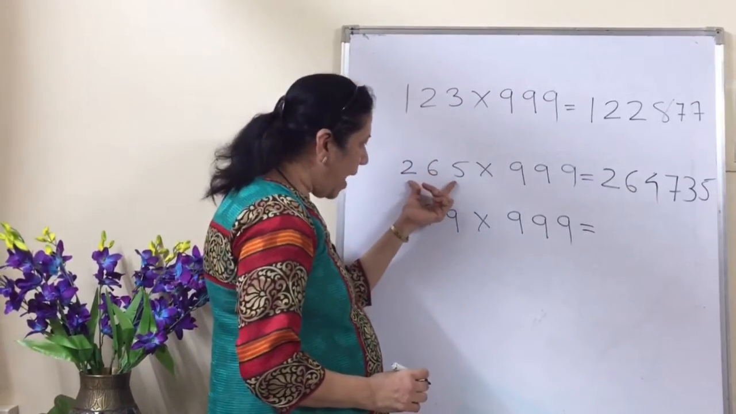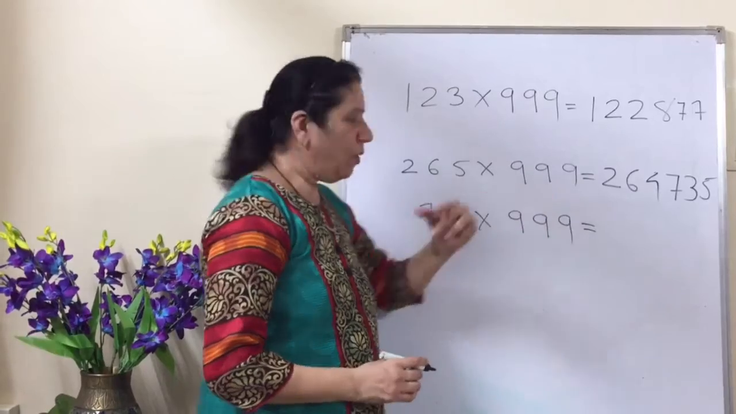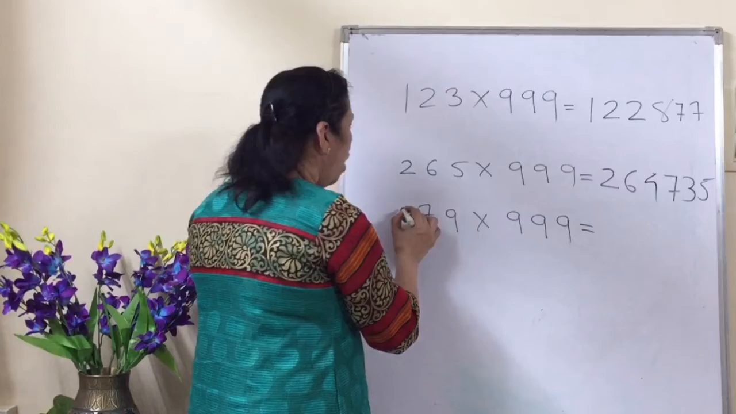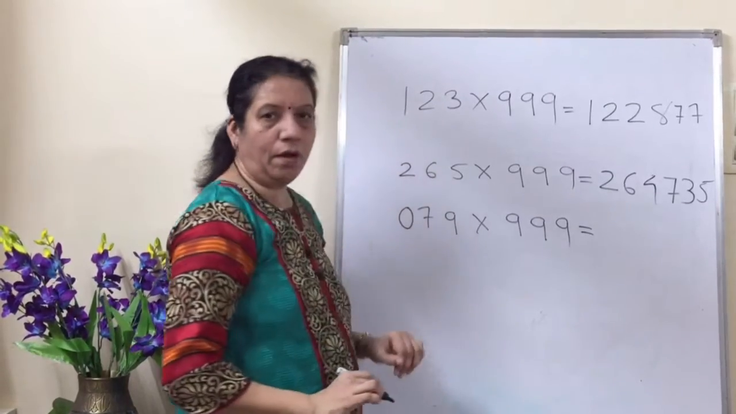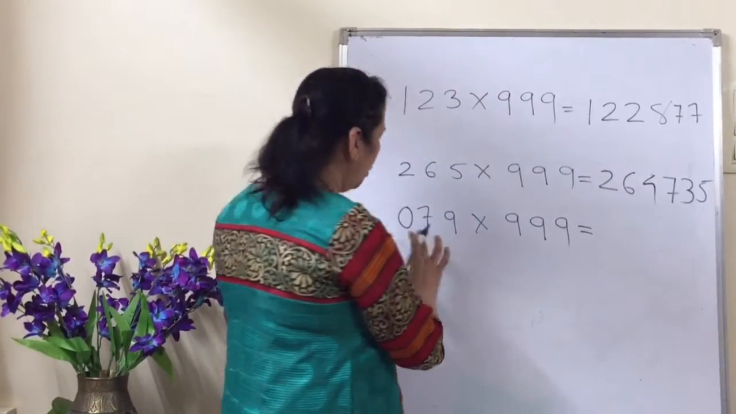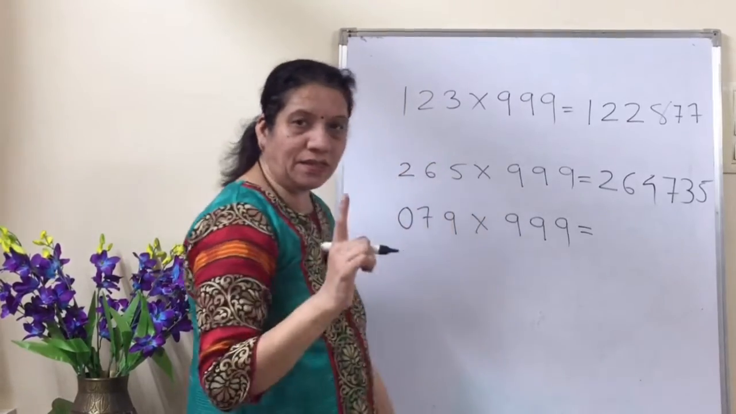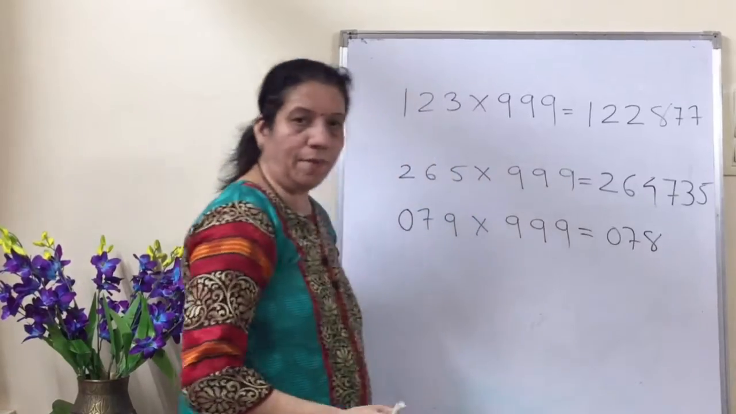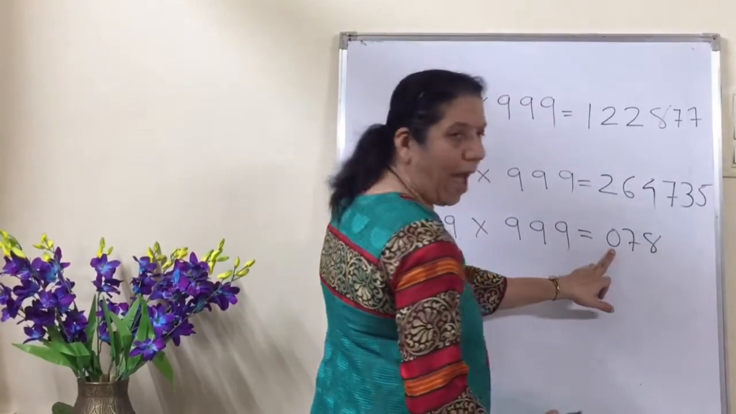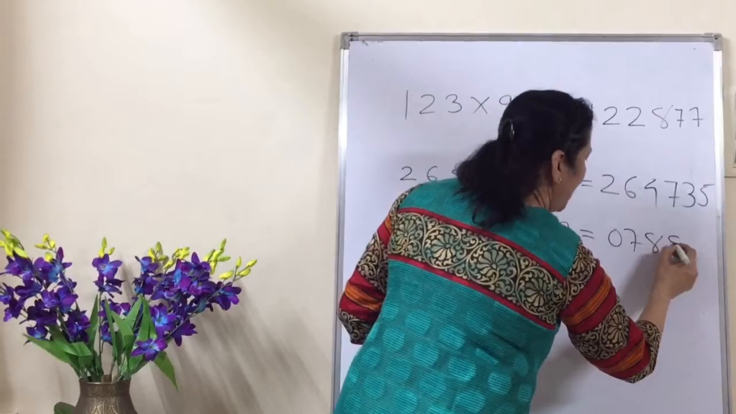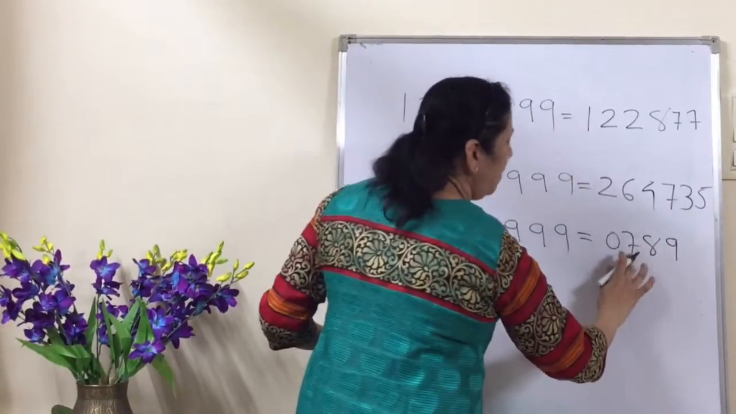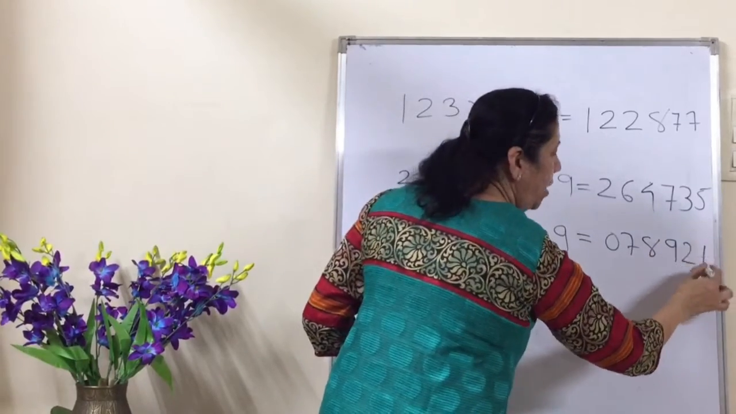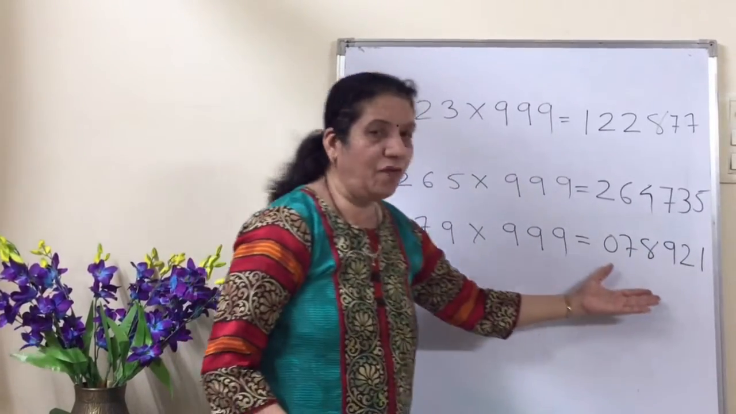Now in this case we had a 3 digit number and 3 digit multiplier. But what happens if you have a 2 digit number and you have to multiply by 999? You just write 0 here, and the method remains the same. So 079, one less number is 078. Now what number do you add to 0 to get 9? It is 9 itself. To 7 we add 2 to get 9, and to 8 we add 1 to get 9, and we get the final answer.